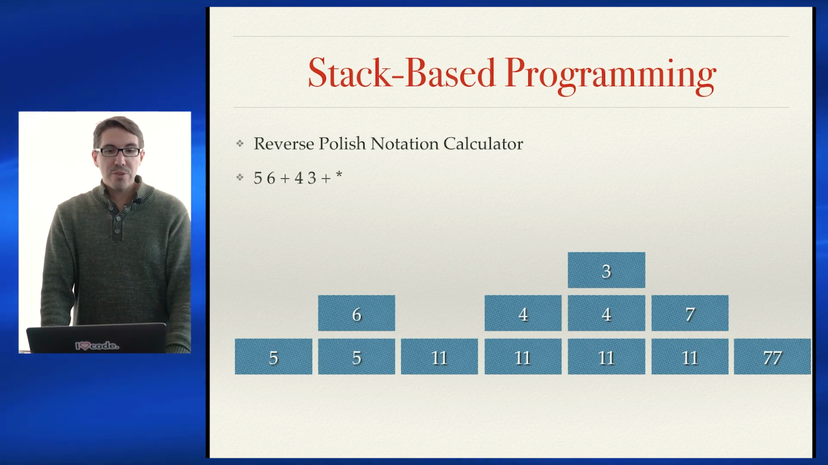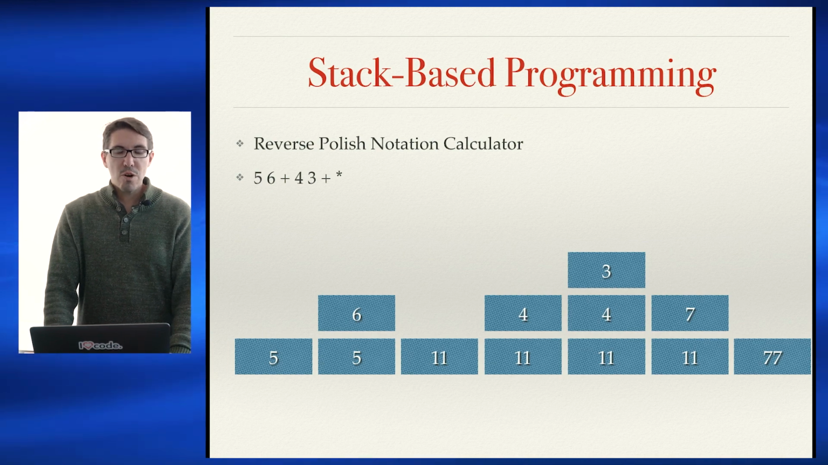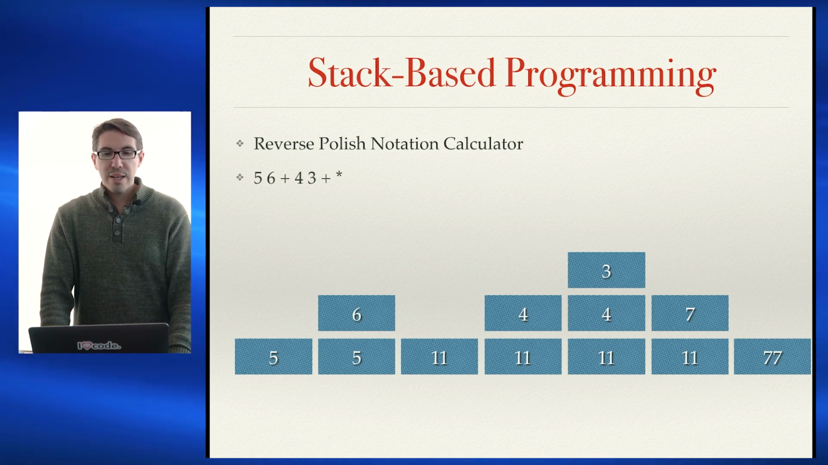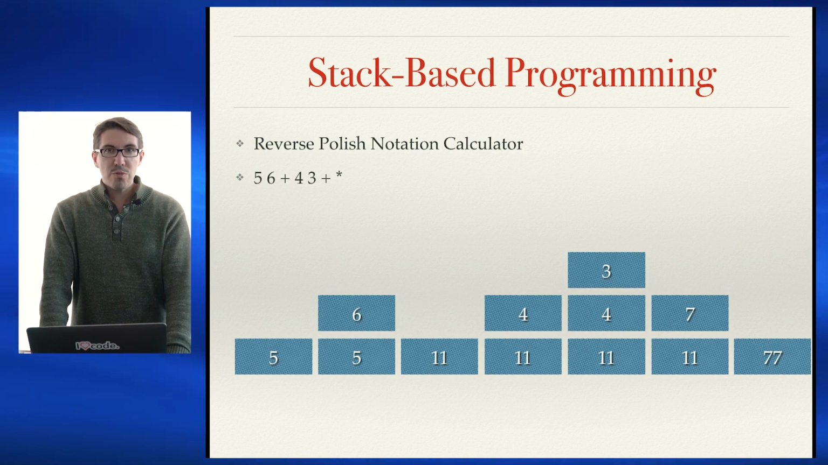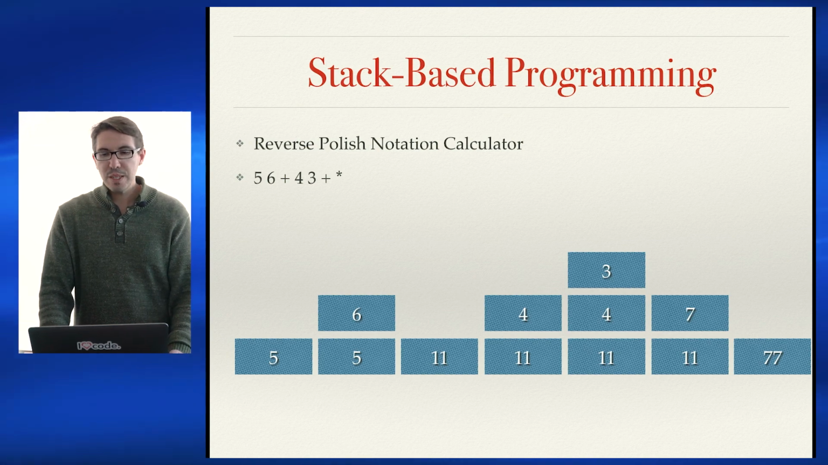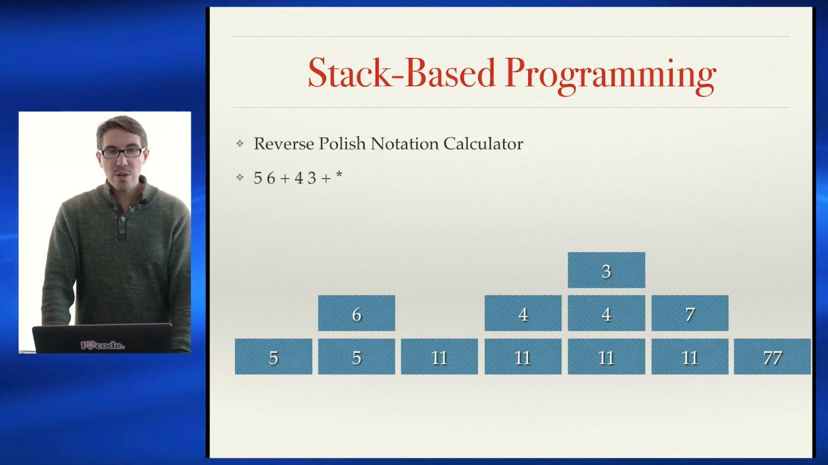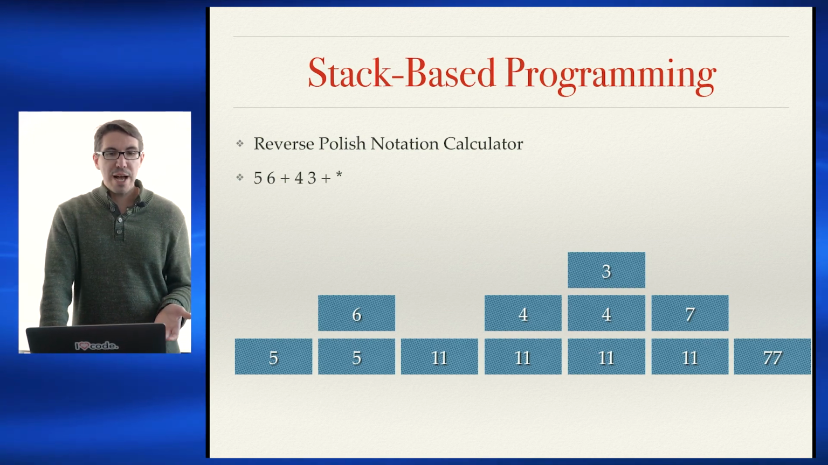We now push 4 onto the stack, and then push 3 onto the stack. Perform the plus operation. We pop 3 and 4 off the stack, and then push the result of that calculation, 7, onto the stack. And finally, we perform the multiply operation. So we pop 7 and 11 off the stack, multiply them together to get 77, and push that back onto the stack. So the result of this simple RPN program, 5, 6 plus 4, 3 plus times, is 77.